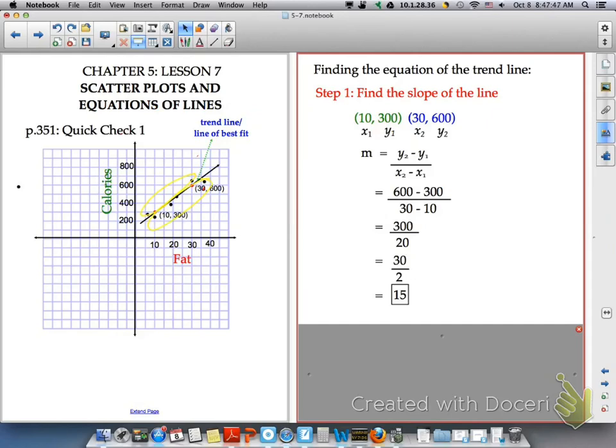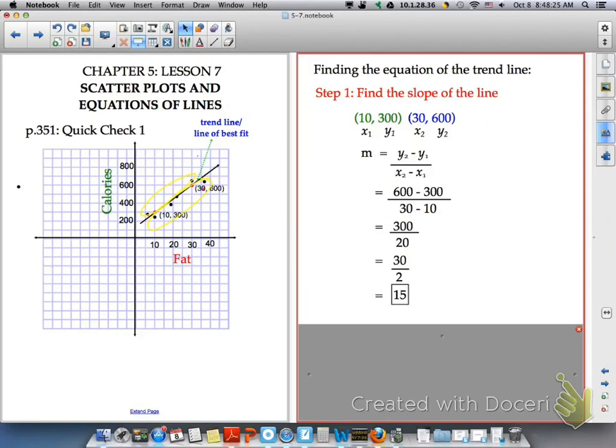Wait, how do you find the 2 points? I just picked 2 points that are easy to read on the trend line. But what if your trend line's not the line of best fit? Okay, her question is, and I can repeat that question. You want to repeat your question? Sure. What if your trend line is not the line of best fit? How do you find 2 points on the line?